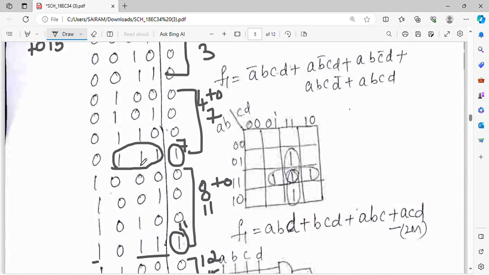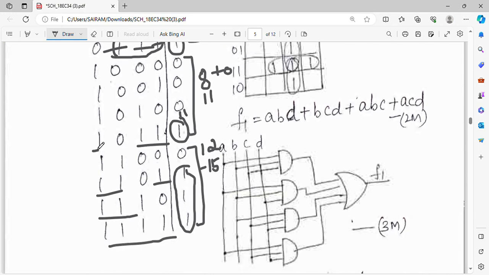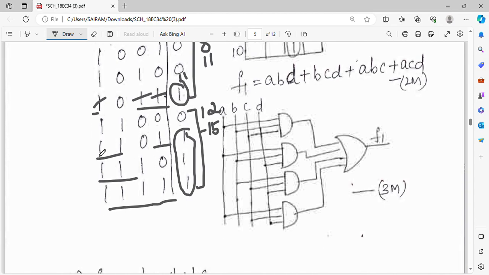You can see in the case of 7 you have 3 number of ones, it's a majority. 1, 2, 3. 3 number of ones which is majority. And in the case of 11 you have how many number of ones? 3 number of ones which is majority. And 12, 13, 14 also. 3 number of ones which is majority. And in this case you have 4 number of ones which is majority.